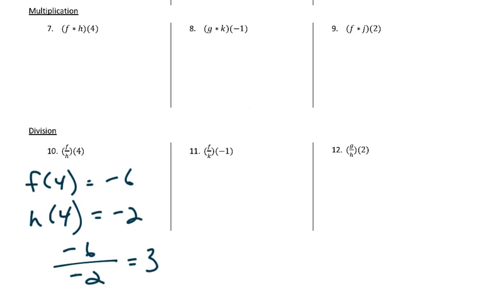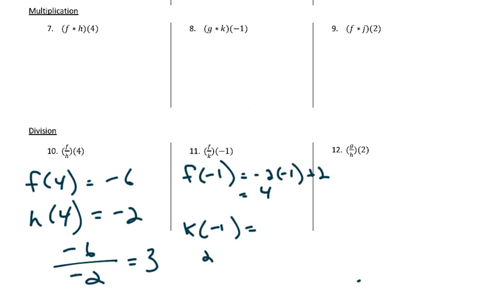Okay, next one. Again, we're creating a rational function, f over k, but we're just going to do this by plugging in. F of negative 1 is negative 2 times negative 1 plus 2, which is 4. K of negative 1 is 2 times negative 1 plus 1 squared. Well, that's a 0. Negative 1 plus 1 is 0, and it doesn't matter what power or what coefficient, I still have a 0. So when I write it up, I have 4 over 0.